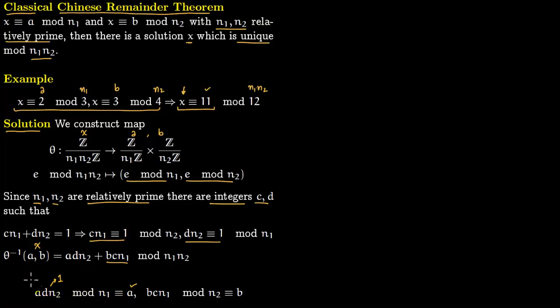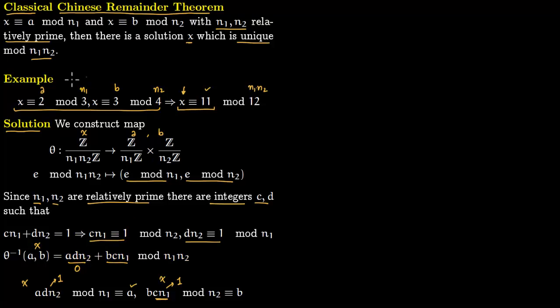So what we have done here is we have shown x modulo n1 is a. Similarly, we want to find x modulo n2. So this is our x. If you take modulo n2, this term will go away to 0. You have b c n1 left, but out of this b c n1, the c n1 is 1. You can see c n1 is 1 modulo n2. So this becomes 1, and you get x modulo n2 as b. And this was our x, a d n2 plus b c n1.